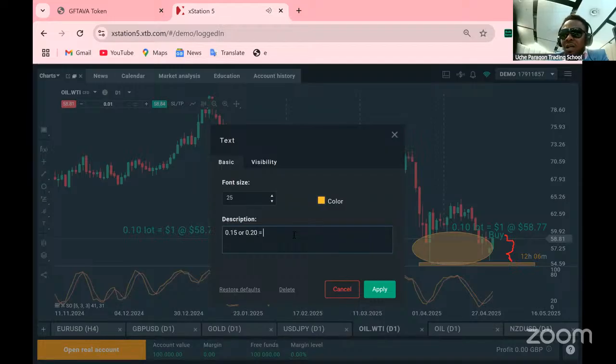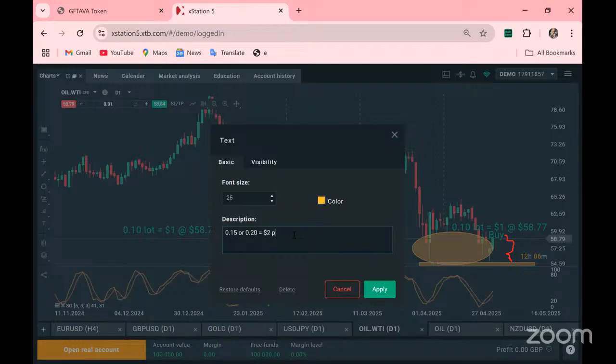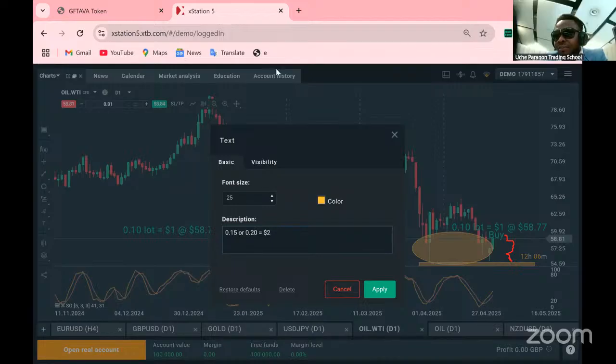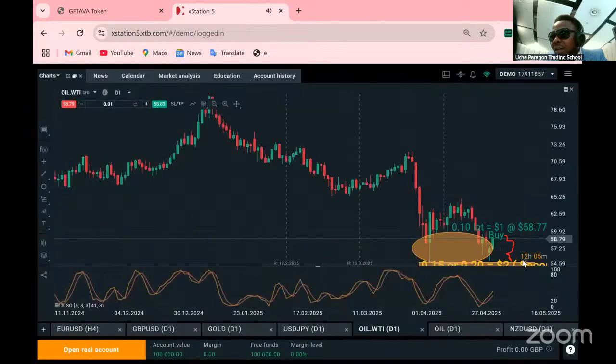Which will be giving me about, let's say, $2 per movement from here. And that would be the second buy. And the price would be 55 point, I think it was 24. Yeah, 24. Apply. Now look at what I'm trying to say here. I think I have to delete this one to make it easier for you.